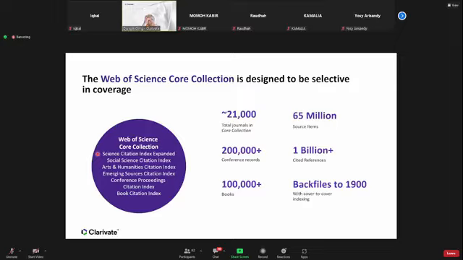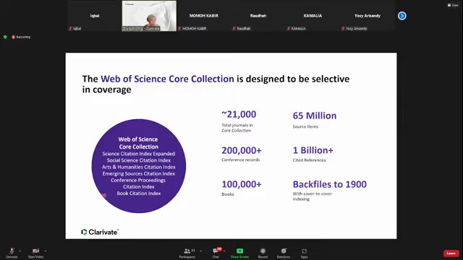Now, I want to spend some time to explain these different indexes within the Core Collection, because many researchers tend to be a bit confused as to what each of these indexes is. So the Web of Science Core Collection is made up of journals, conferences, and books. In terms of the journals, we have 4 indexes: the Science Citation Index Expanded, the Social Sciences Citation Index, the Arts and Humanities Citation Index, and the Emerging Sources Citation Index. So these 4 make up the journal indexes. Then we have the conference proceedings and the books.